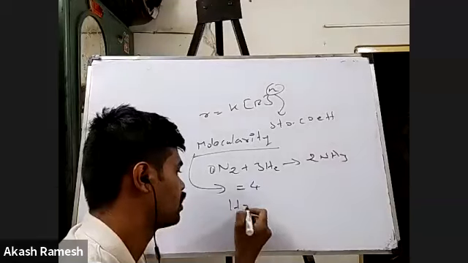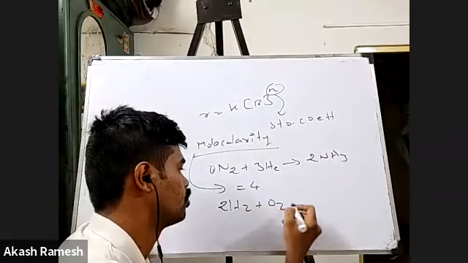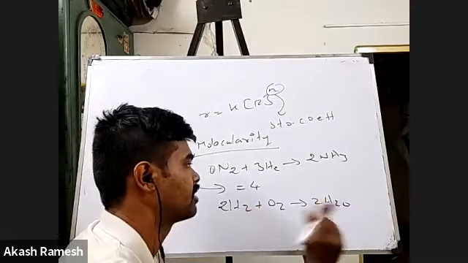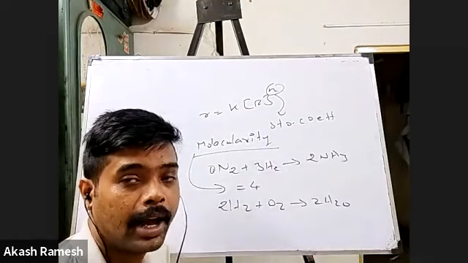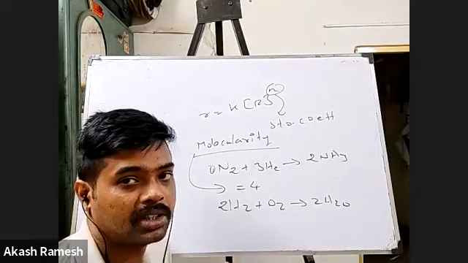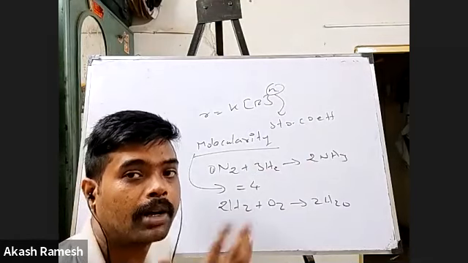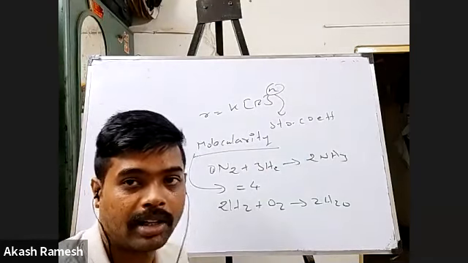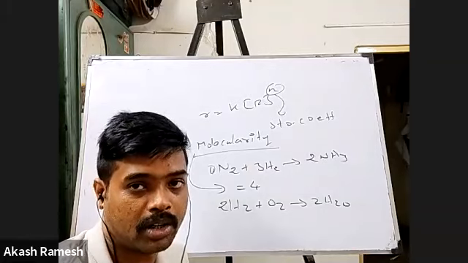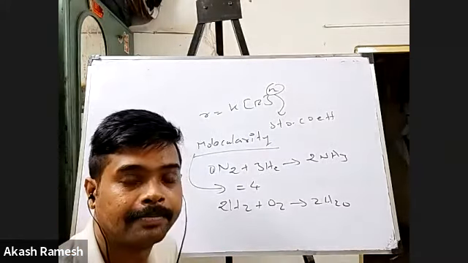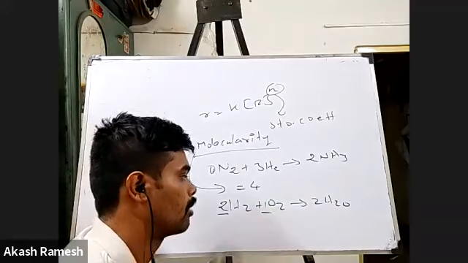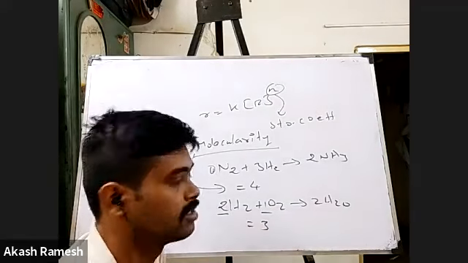Same way if I have 2H2 plus O2 giving 2H2O. Please understand that I am not concerning anything about the product. I'm talking only about the reacting species, the reactants. How many reactants are actually reacting in the chemical reaction is what is molecularity. So in this case, can someone tell me what will be the molecularity? 3. Good. So you can see that 2 molecules of H2 and 1 molecule of O2, so molecularity is 3.